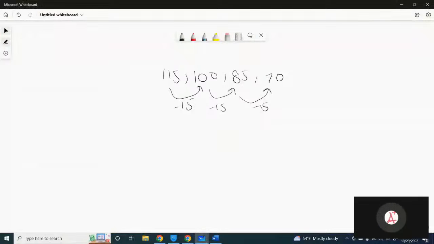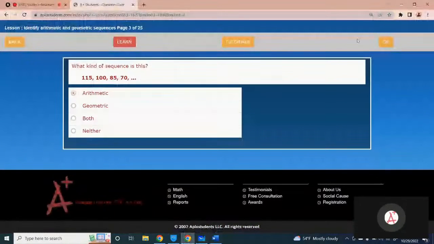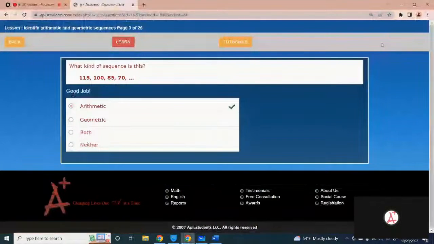So in this case, the common difference is the same. Yes, very good, Donal. It is arithmetic. Got it? Because you're subtracting the same number each time. So it is the arithmetic sequence. Got it? So just select the correct option and then click on the OK button.